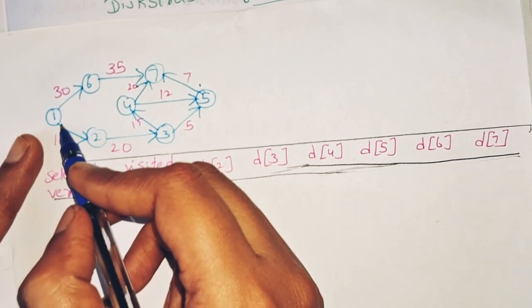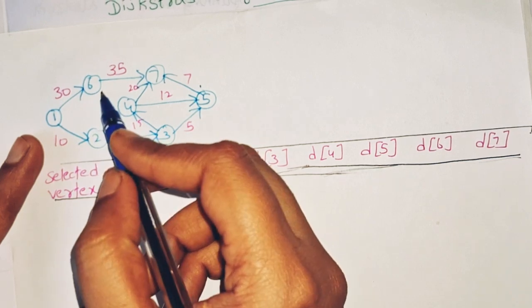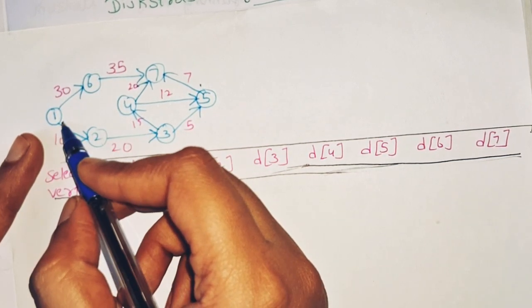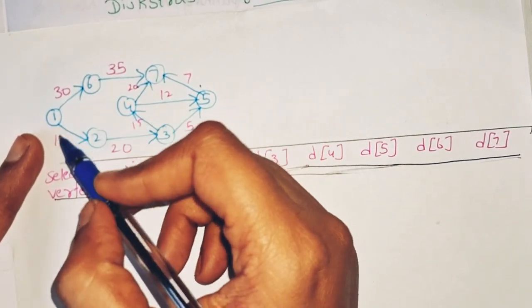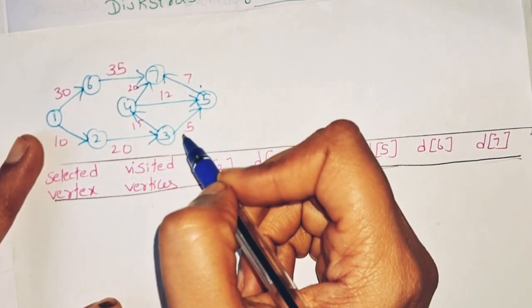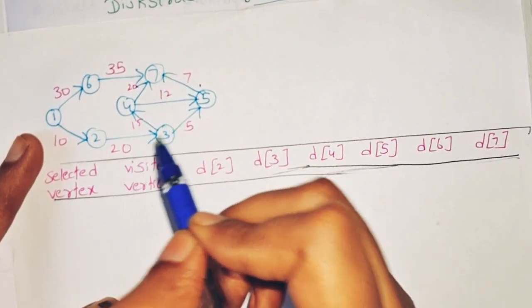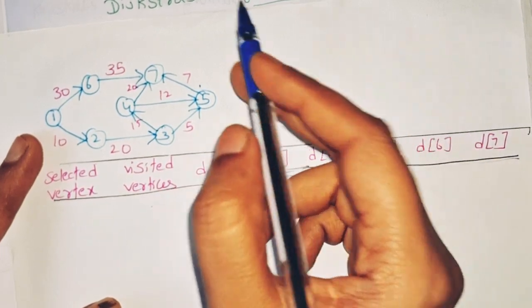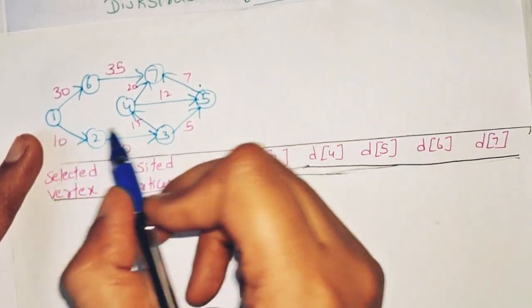Here node 1 is connected with only 2 and 6. The cost of 1 to 6 is 30 and 1 to 2 is 10. For the remaining nodes we don't know the cost, so we need to find out the cost using the shortest path algorithm, Dijkstra's algorithm.